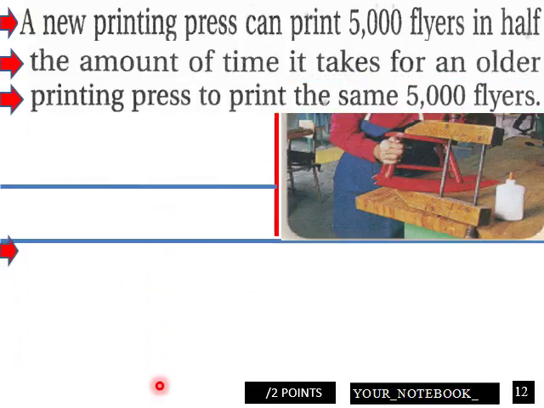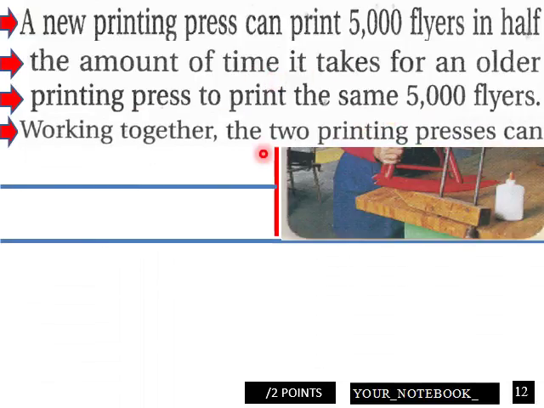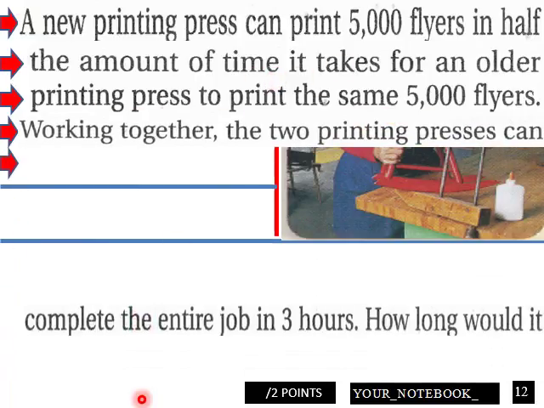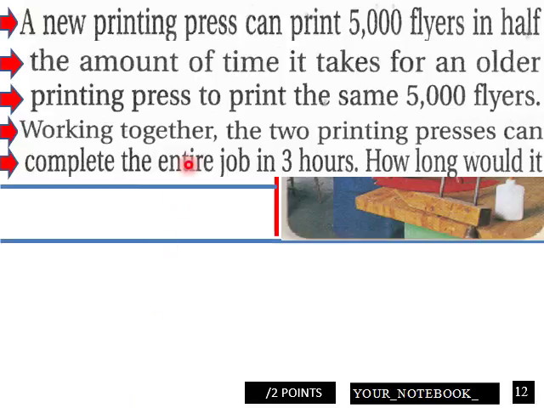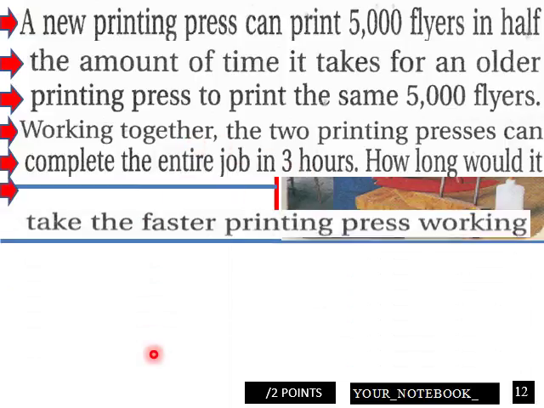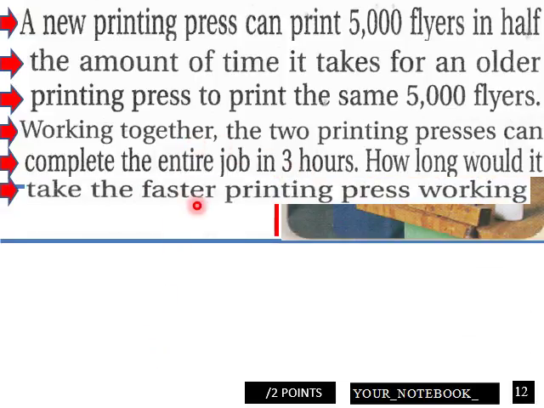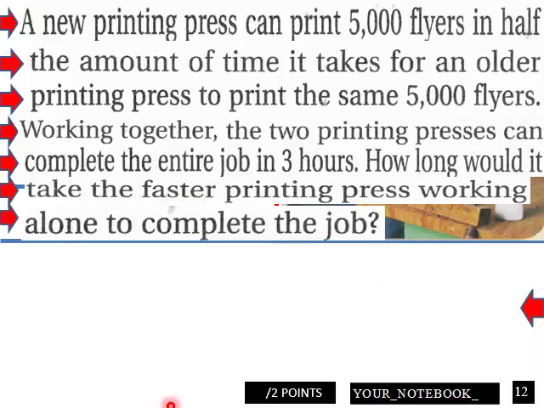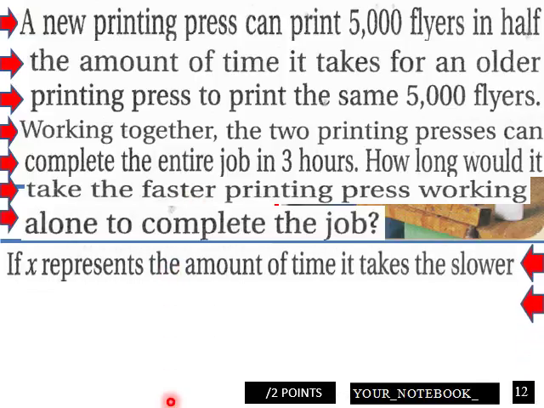A new printing press can print 5,000 flyers in half the amount of time it takes an older printing press to print the same 5,000 flyers. Working together, the two printing presses can complete the entire job in 3 hours. How long would it take the faster printing press working alone to complete the job?